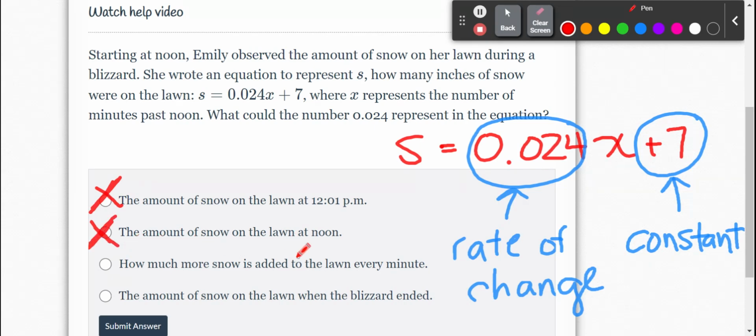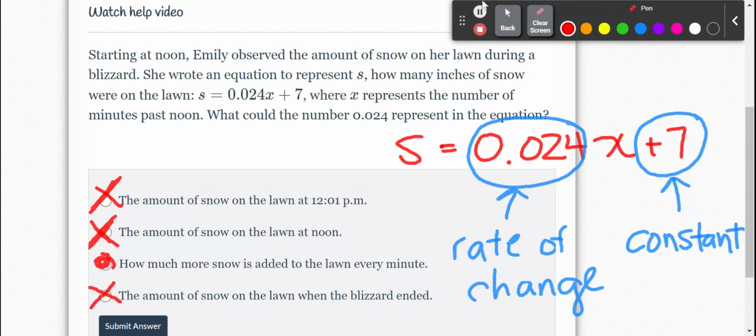How much more snow is added to the lawn every minute? So that seems like that would be the best choice, because that's our rate of change. That's how much snow is building up per minute. So we'll keep that one open, and let's just go to the last one. The amount of snow on the lawn when the blizzard ended. So same thing here. They're talking about after a certain amount of time. We don't know how much time passed, so we can't say how much snow is on the lawn because we don't know how long it snowed for. So it's definitely not this last one. So it is this third choice. How much snow is added to the lawn every minute?